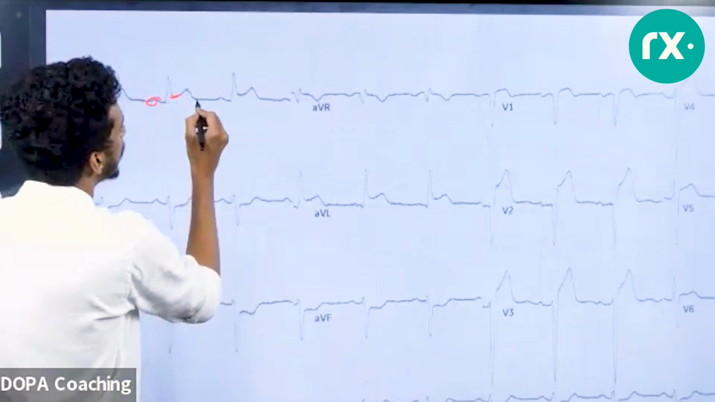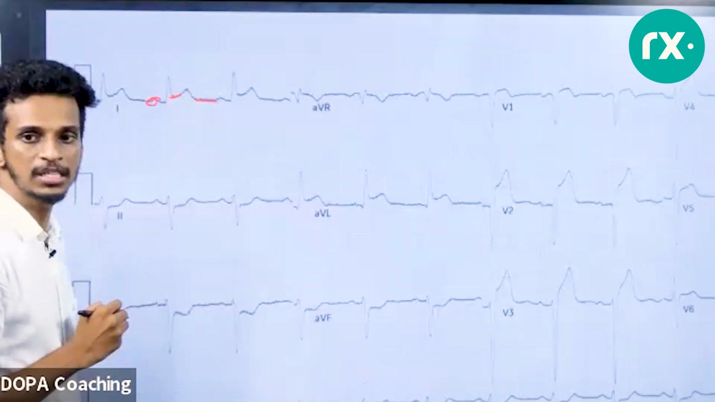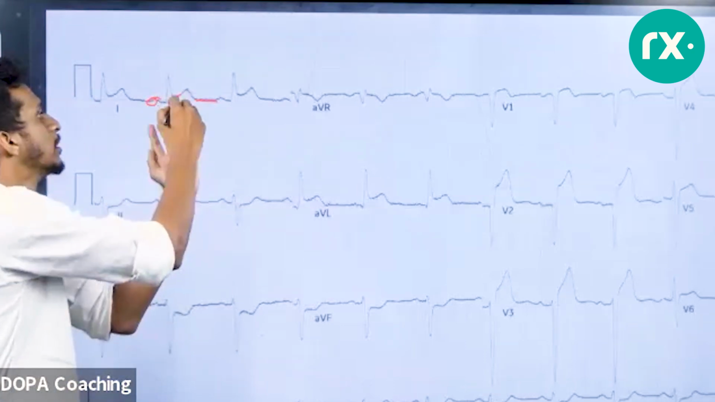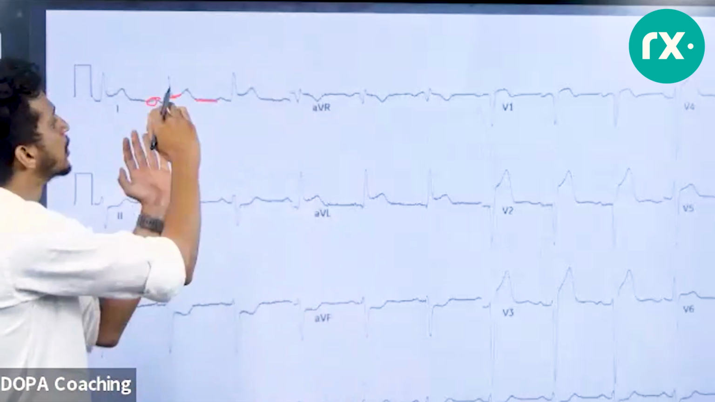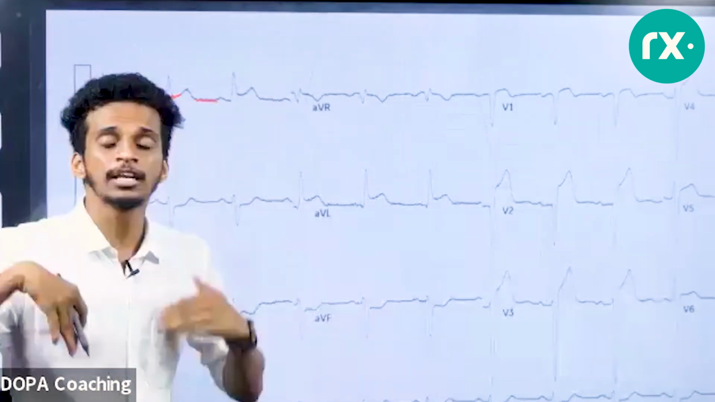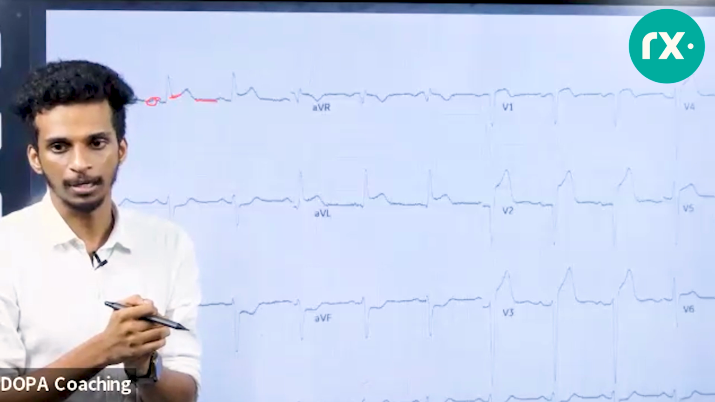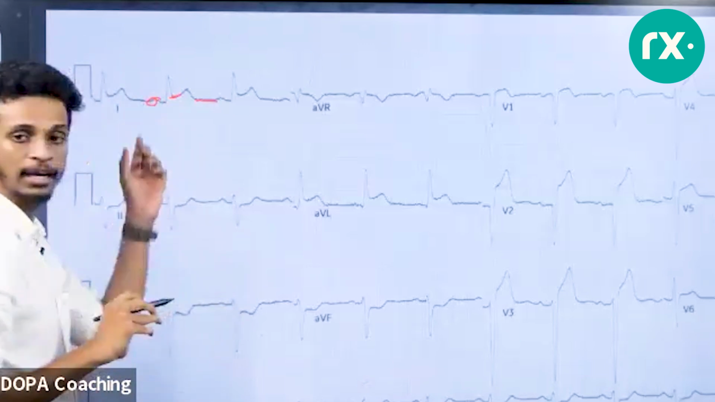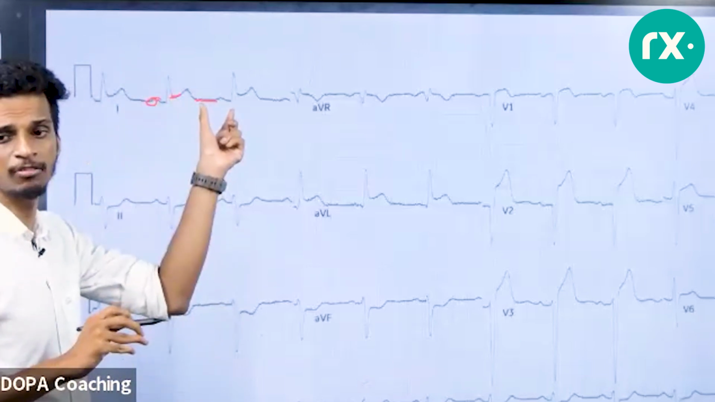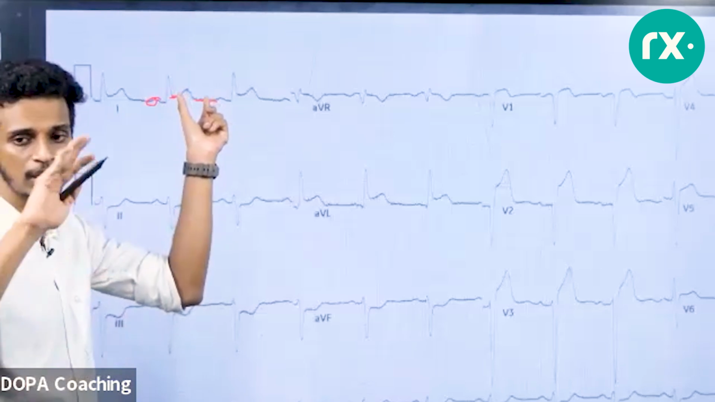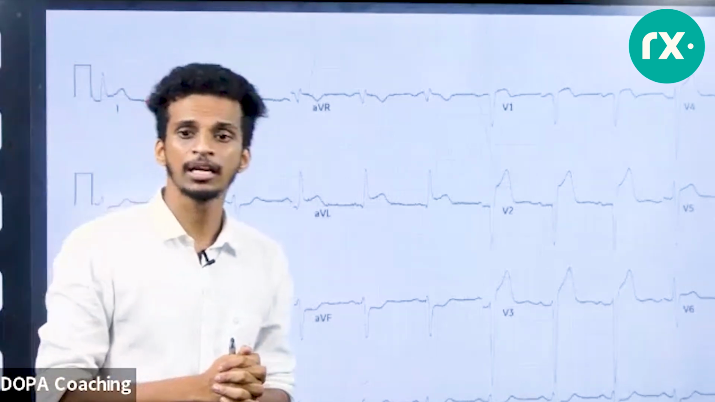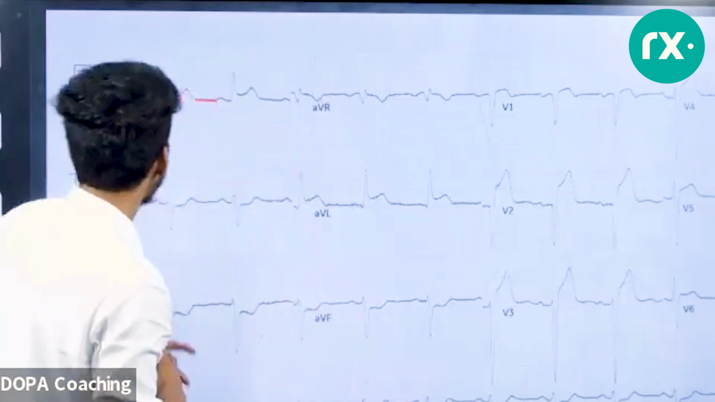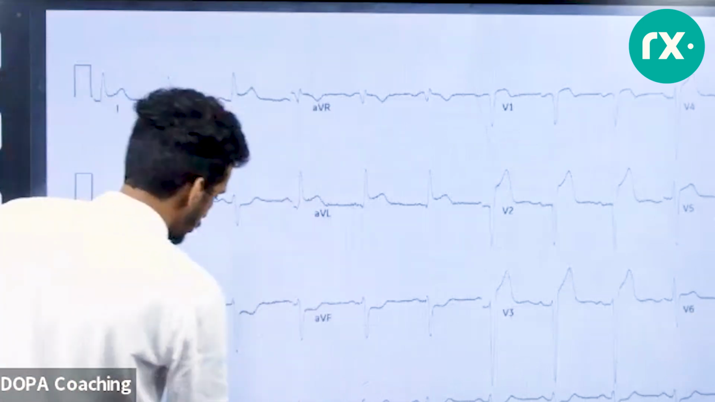When I compare this ST segment with the subsequent TP segment, I can definitely say there is an ST elevation there. ST elevation means the ST segment is at a higher level than that of the TP segment. So with these findings, I can definitely comment that there is an ST segment elevation in lead 1, because the ST segment is at a higher level than the TP segment.